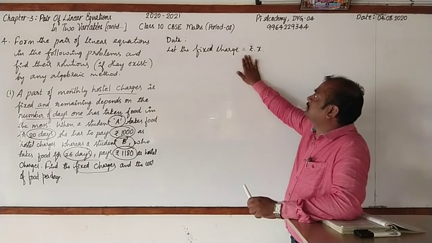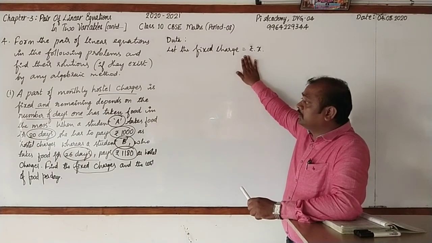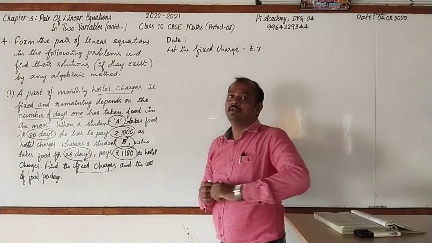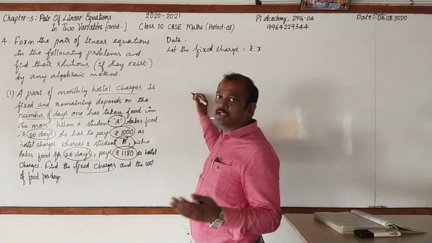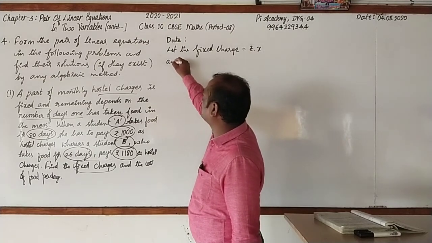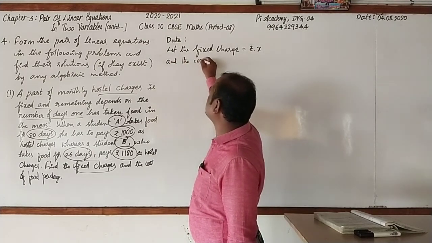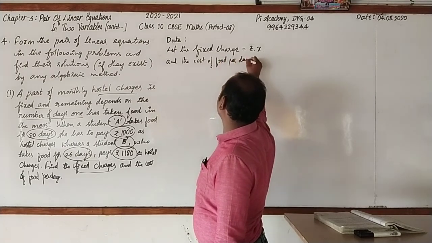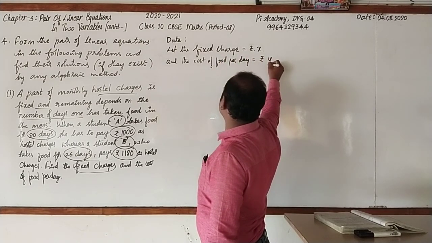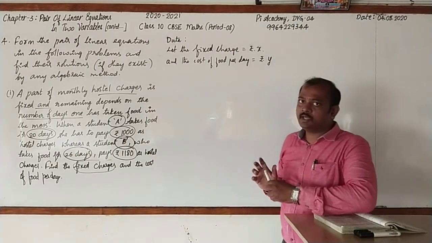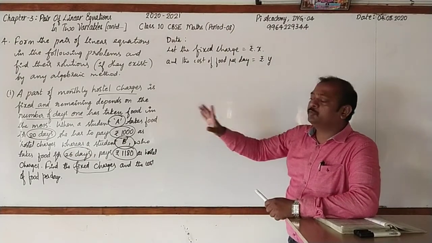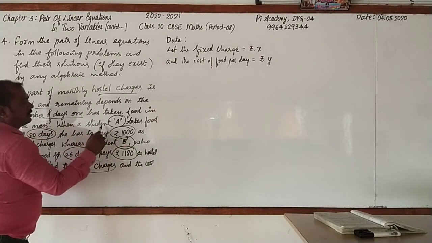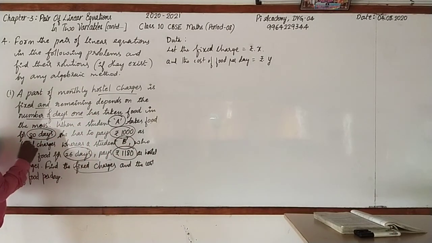Let the fixed charge be rupees X. Then what is the cost of food per day? Let us go for taking that as Y. Write with me. And the cost of food per day, it is equal to rupees Y. Clear? Now we will move on to the given statement again. Look here. Student A takes food for 20 days.